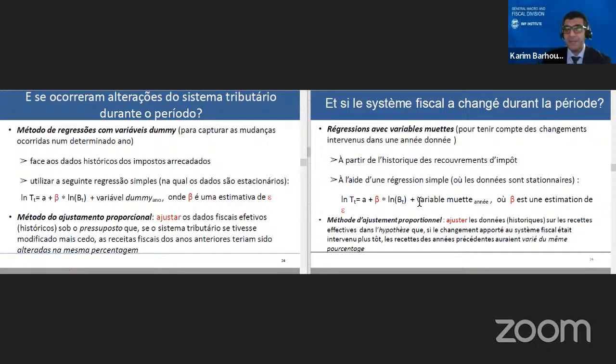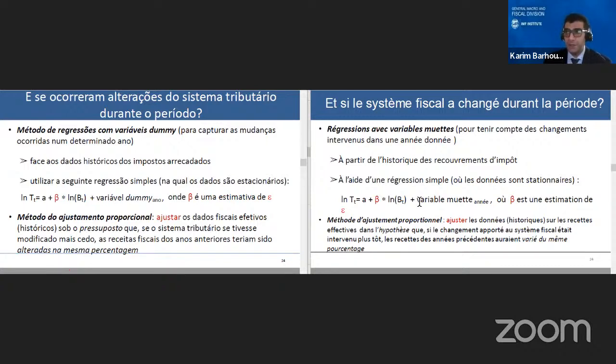Okay, this is an example of how to use the proportional adjustment approach. We will have a detailed example during the workshop that focuses on this, but let me give you a flavor to understand it a bit better now. Let's take this configuration of our actual revenue from year 1 to year 5, and we assume that the discretionary change occurred only in year 2 and year 4.